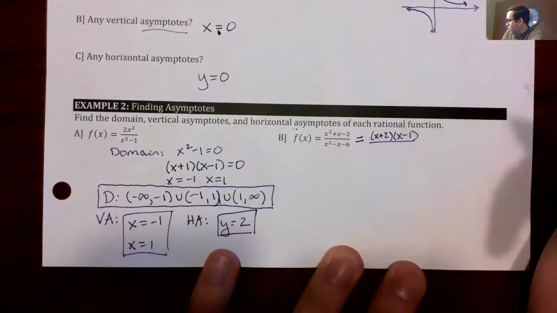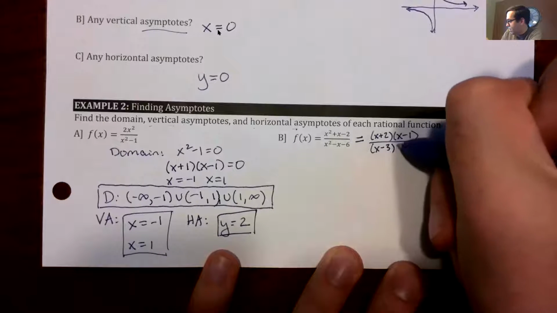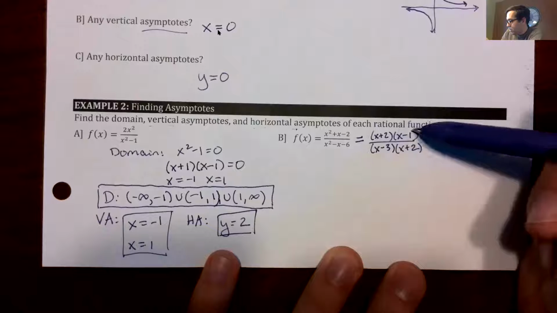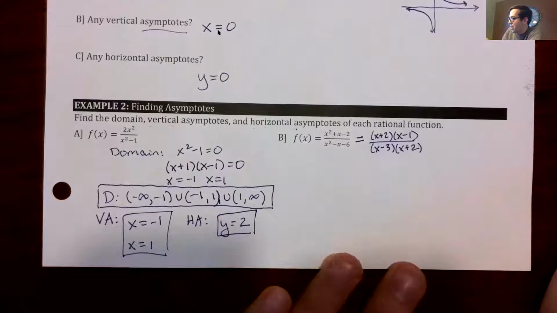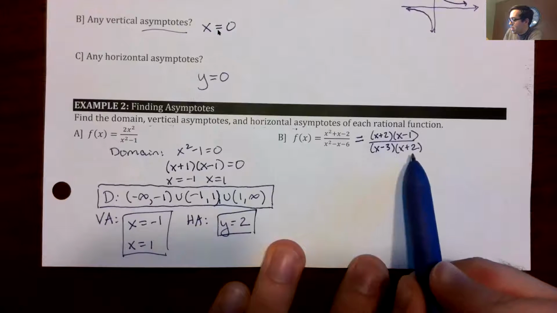And on the bottom, we're going to end up with what? x minus 3 and x plus 2. So we got x squared plus x minus 2 over x squared minus x minus 6. Perfect, okay? So for the domain, as usual, we just check the denominator.